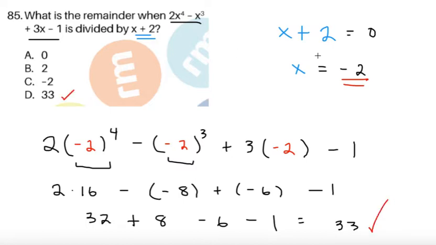So remember this trick, it's called the remainder theorem. We just simply let the divisor, in this case x plus 2, equal to 0 and then substitute the value you get for x.